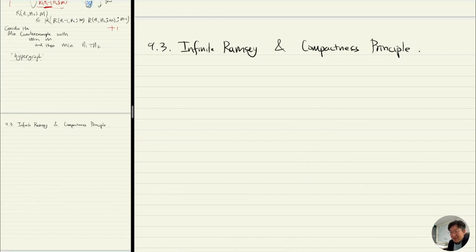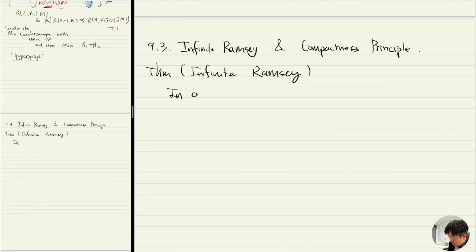All right, now let me tell you a version of Ramsey's theorem in terms of infinite graphs or infinite sets. All right, so here's a theorem. Again, this is called the infinite Ramsey. Okay, let me state it this way.